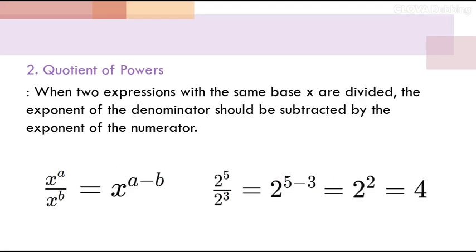Next, let's move on to the quotient of powers. This rule states that when you divide two expressions with the same base, you subtract the exponents. For example, we have 2 power 5 divided by 2 power 3. Then we should subtract the exponent in the denominator from the exponent in the numerator. This will result in 2 power 2, which equals 4.